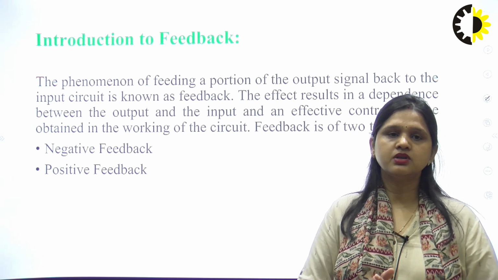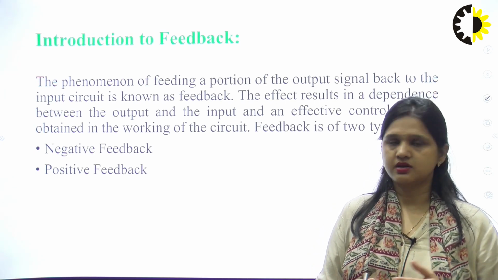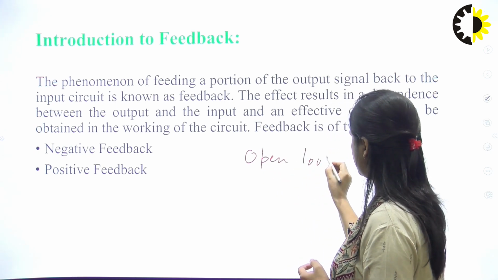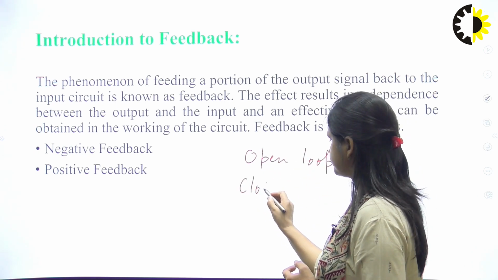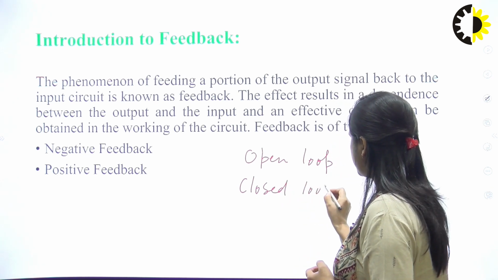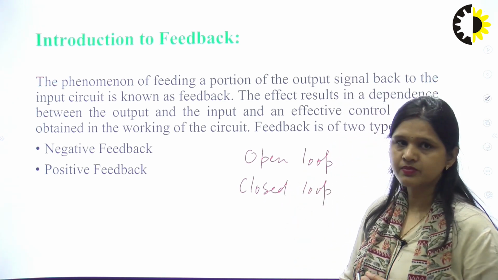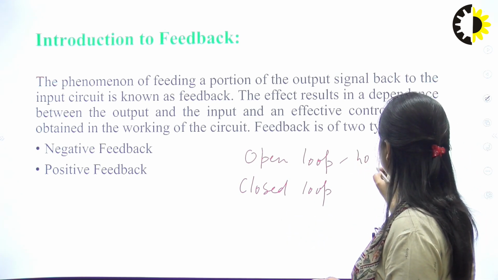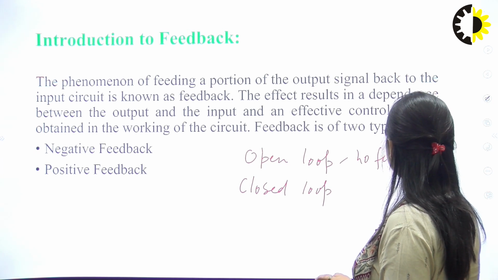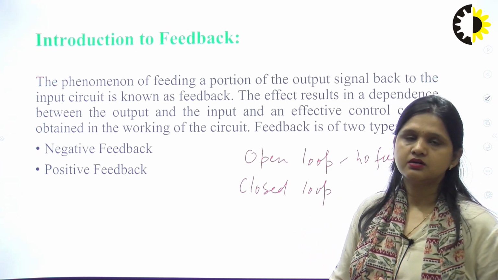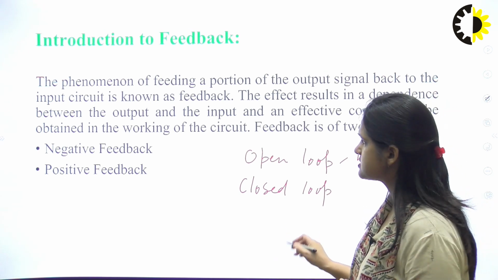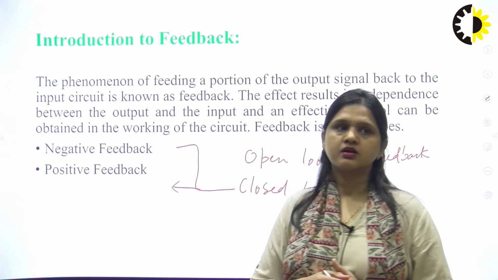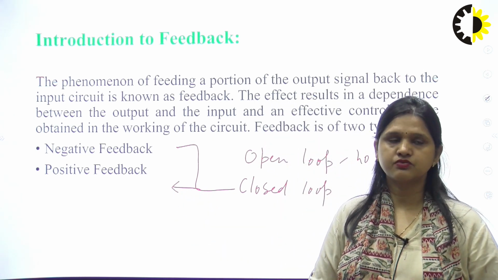When we talk about any system, there may be two categories. One is open loop system and another is closed loop system. When we talk about the open loop system, that means there is no feedback involved. But in case of closed loop circuits, there may be two types of feedbacks, negative feedback or positive feedback.